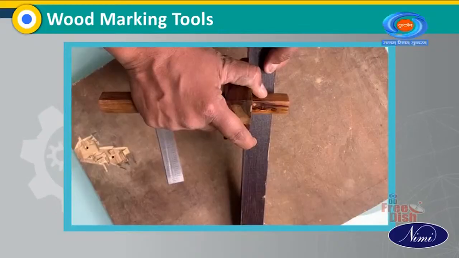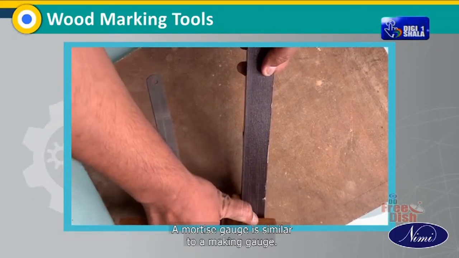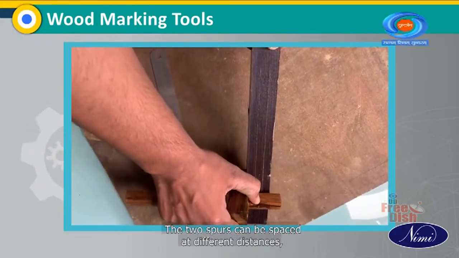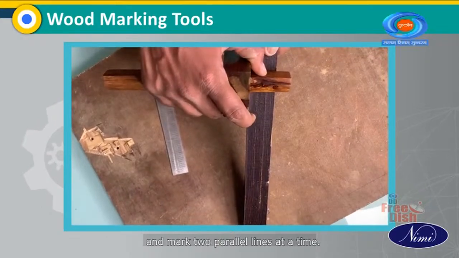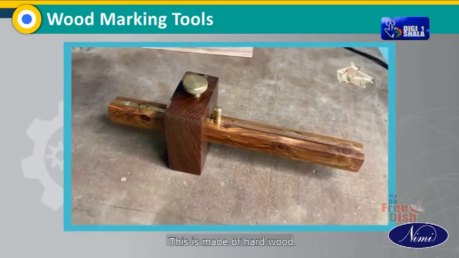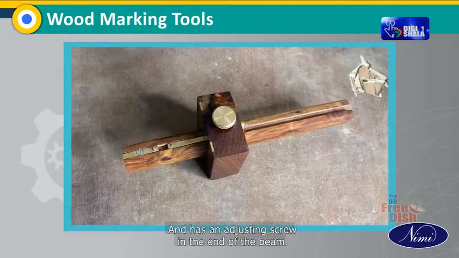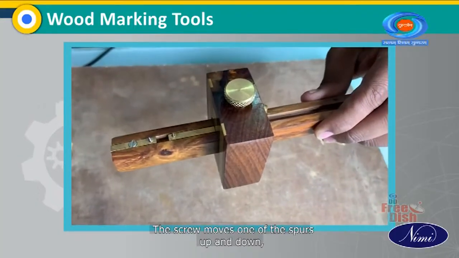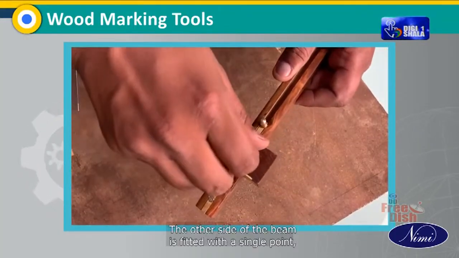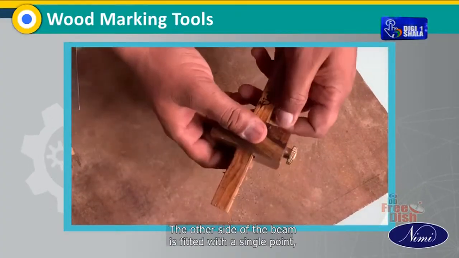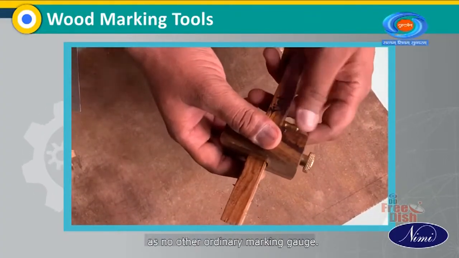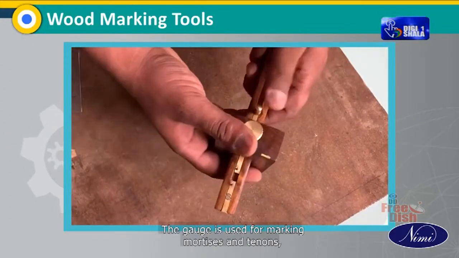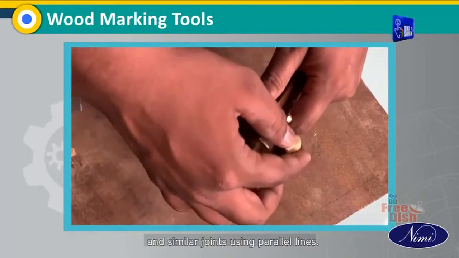Mortise gauge. A mortise gauge is similar to a marking gauge but with two spurs. The two spurs can be spaced at different distances and mark two parallel lines at a time. This is made of hard wood and has an adjusting screw in the end of the beam. The screw moves one of the spurs up and down as desired. The other side of the beam is fitted with a single point as in an ordinary marking gauge. The gauge is used for marking mortises and tenons and similar joints using parallel lines.